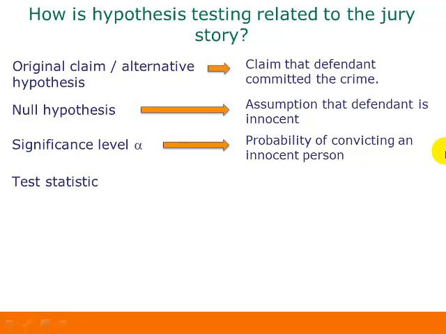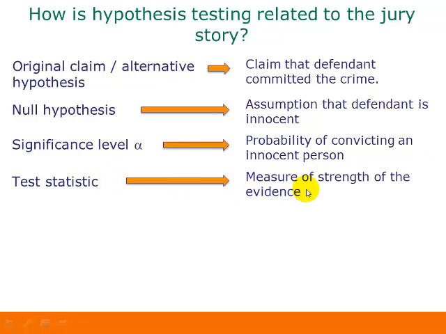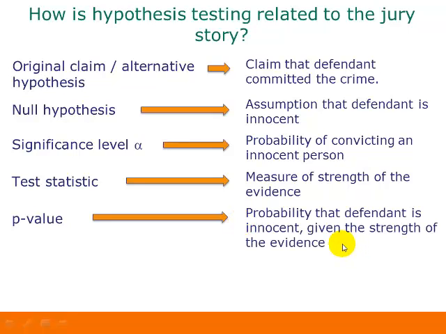Our test statistic in our jury story would be the measure of the strength of the evidence, whatever measure we could come up with. The p-value relates to the probability that the defendant is innocent given the strength of the evidence.